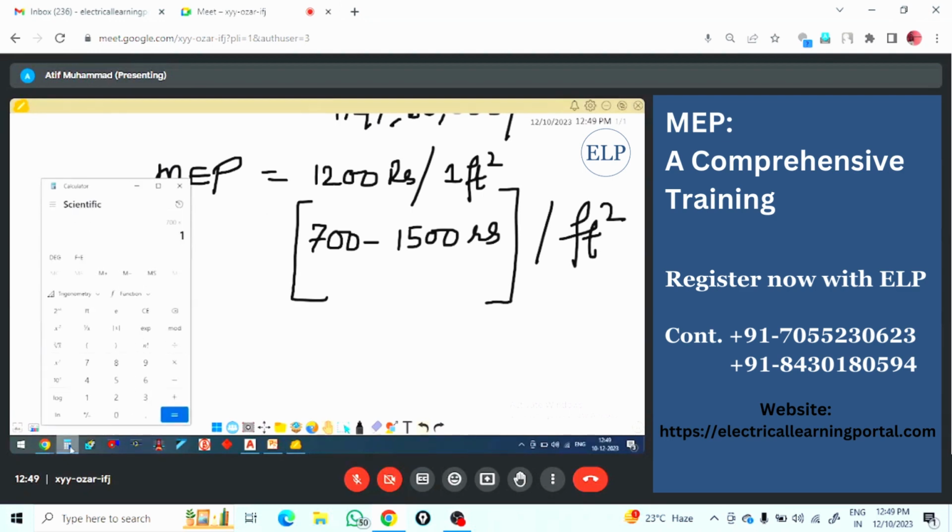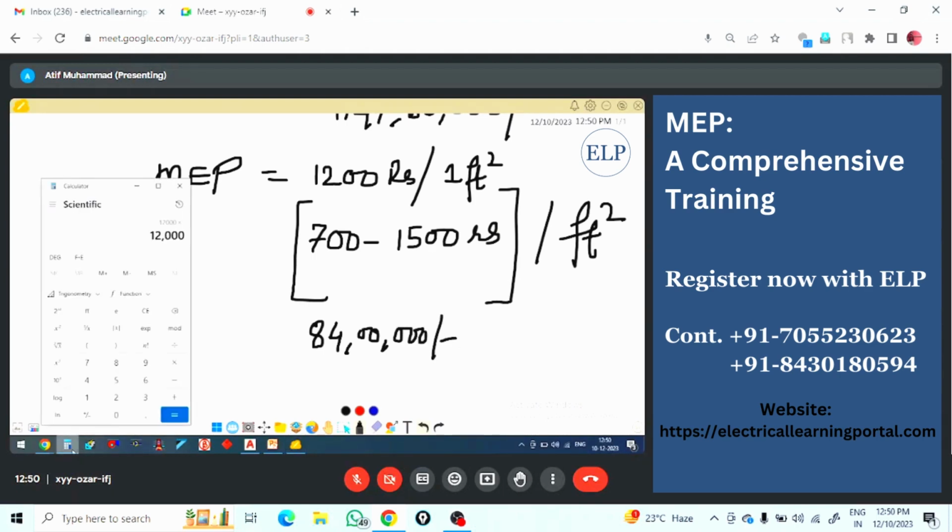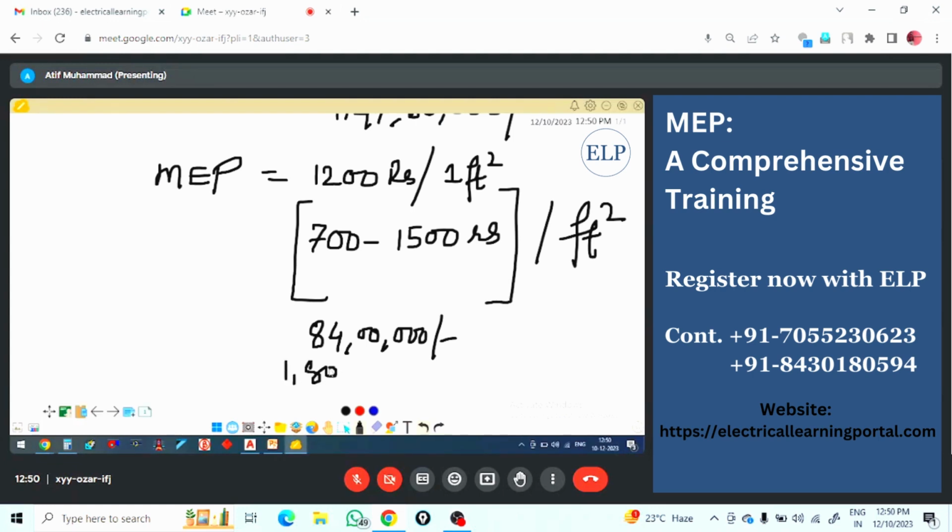So if I write 700 by 12,000, it is approximately 84 lakhs. So the range will be 84 lakhs as the minimum, and the maximum when you check here is 1 crore 80 lakhs. So this is the range you can tell to the client, including every other thing: installation, transportation, supply, design, everything. So this is the range you can give here.